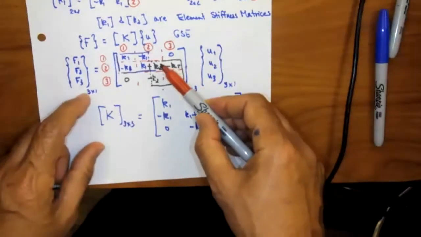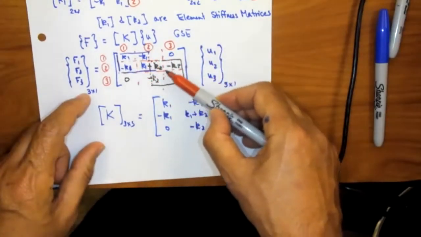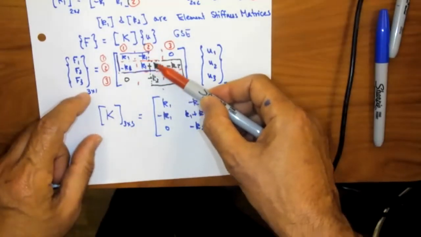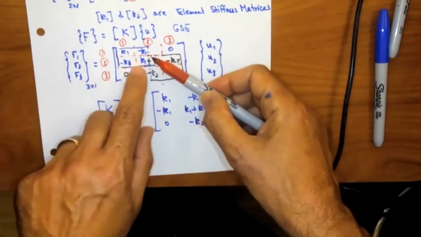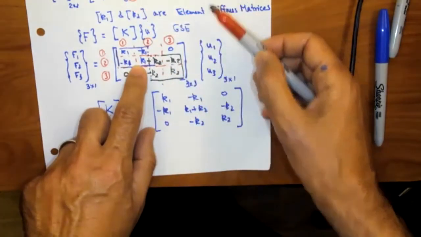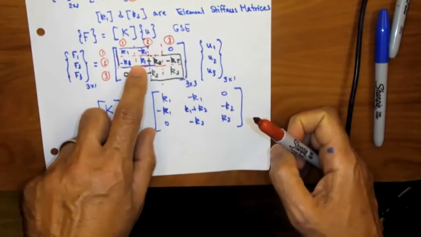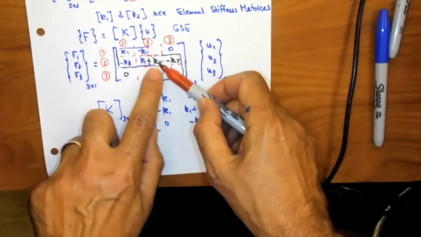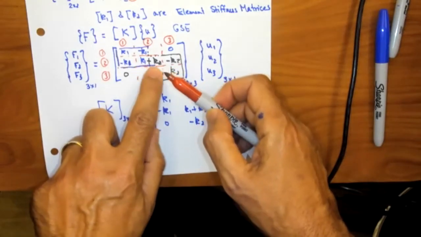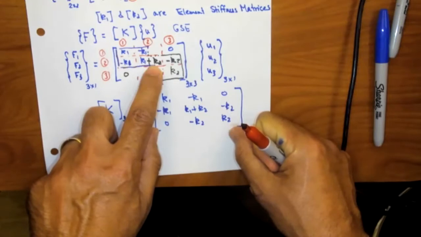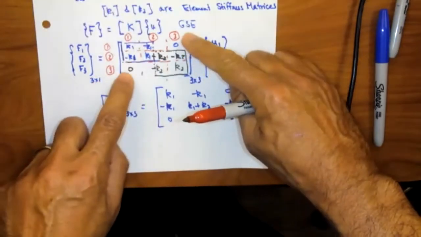So you will notice that the shared entry is that of row 2 and column 2, where I'm getting contribution from this K1 and also this K2. Is that clear? So this here is a K1 plus K2. There is a blue and a black, because this is the shared node. And we have 2 zeros.